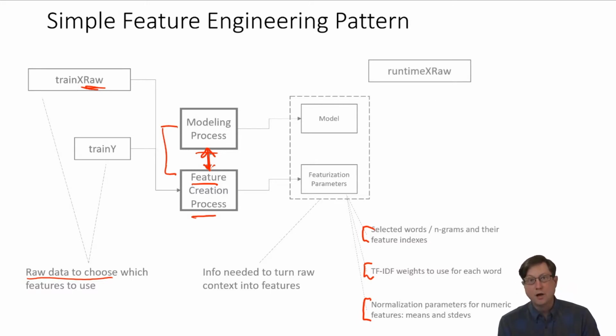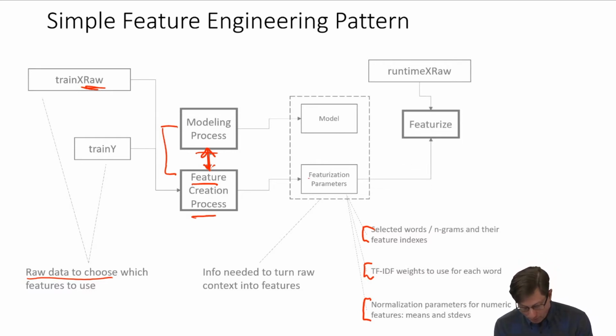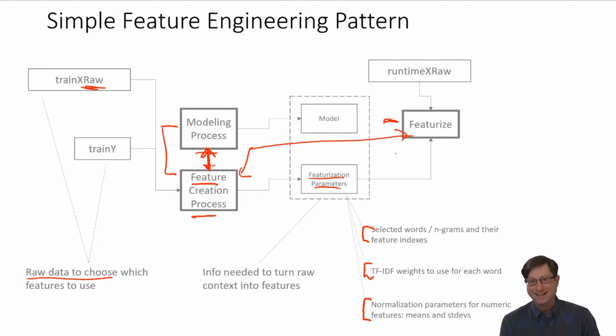Then here we are, and I call it runtime X raw. So somebody just sent an SMS spam message. Boom, it's in a memory buffer. You need to put your machine learning algorithm on it and see what you get. So you take these feature parameters and you put them into a code that I'm calling featurize. Now this featurize code had better match the code that you have over there, exactly.